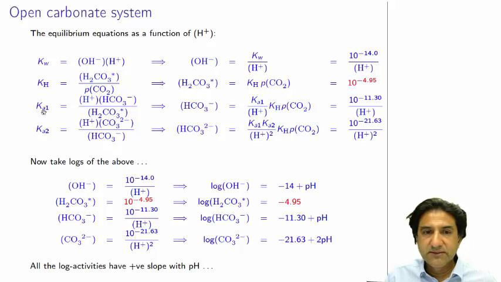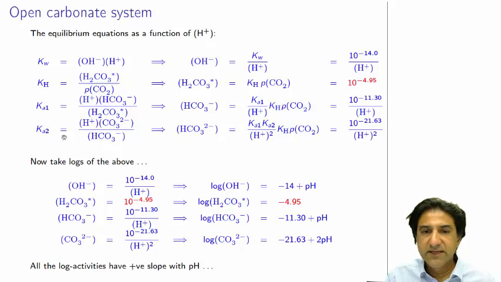Here's Ka1. It's the concentration of bicarbonate, H plus and H2CO3. Solving for the bicarbonate concentration, we get this expression, which is in turn expressed in terms of H2CO3 star. So we can substitute H2CO3 from the previous line and we get 10 to the minus 11 on H plus. Look at all of these. All of these right-hand sides are now expressed in terms of H plus activity.